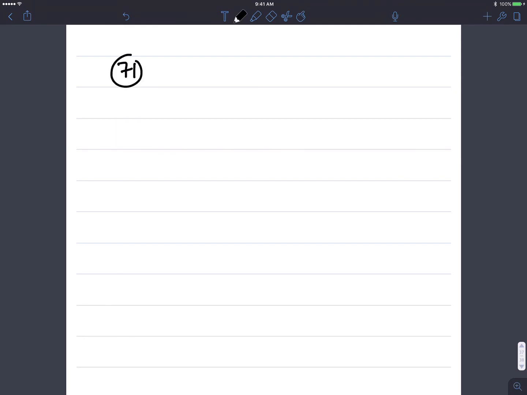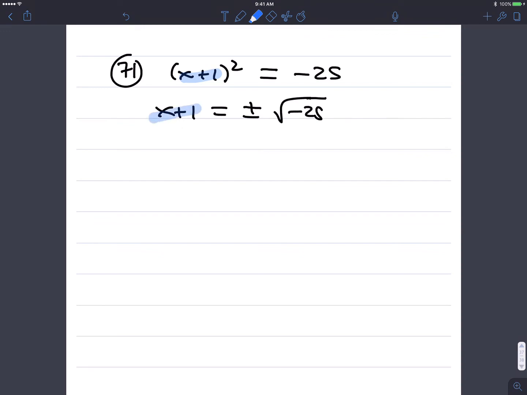71. X plus 1 squared is negative 25. X plus 1 is plus or minus the square root of negative 25, because again, your x plus 1 is in parentheses to the second power. We simply applied the square root formula. The square root of negative 25 is 5i. So I get x plus 1 is plus or minus 5i.